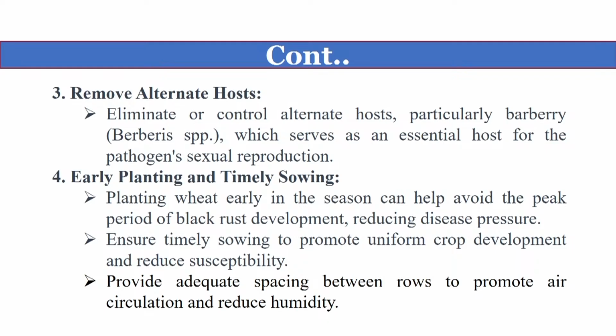But early planting and timely sowing are also important to minimize the pathogen load in the field, that is, planting the wheat early in the season. That can help to avoid the peak period of the black rust when it is developing, reducing the disease pressure. Ensure timely sowing to promote uniform crop development and reduce susceptibility.